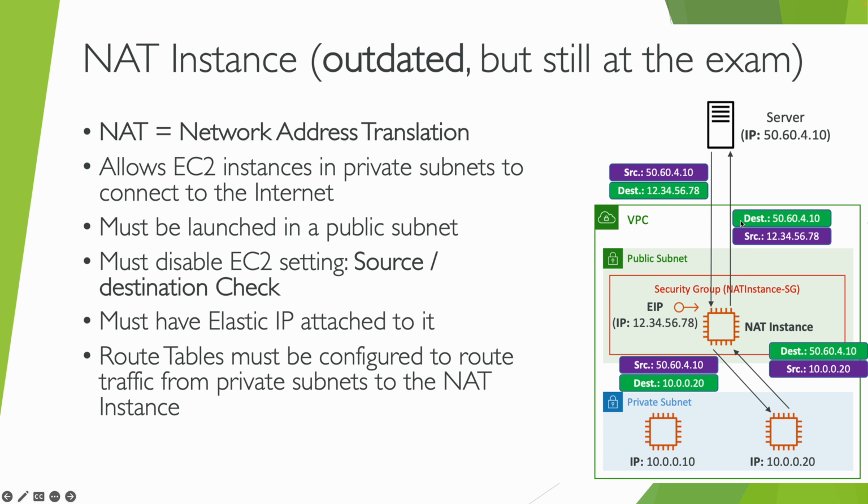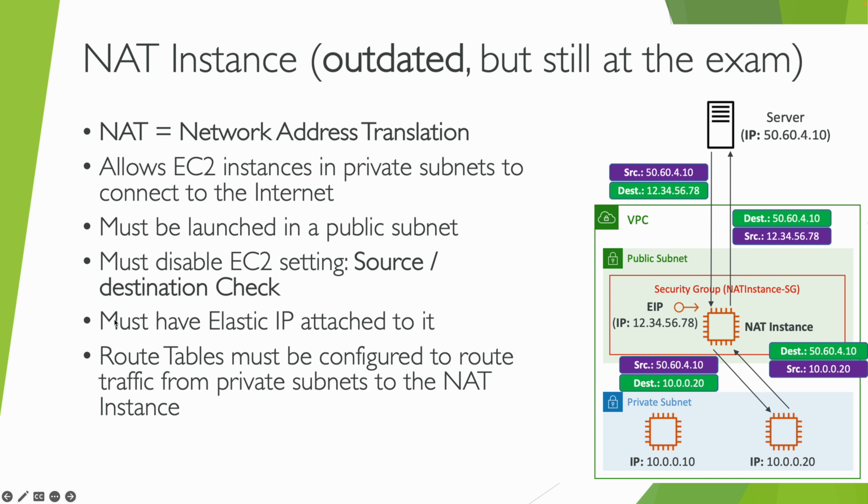But through this NAT instance, we can provide internet access to the EC2 instances which are created in the private subnet. This NAT instance must be launched in the public subnet. The instance which is used as a NAT instance must be created in a public subnet and must disable the EC2 setting source and destination checks. In EC2 instance network settings we have an option called source and destination checks. That must be disabled for this NAT instance.